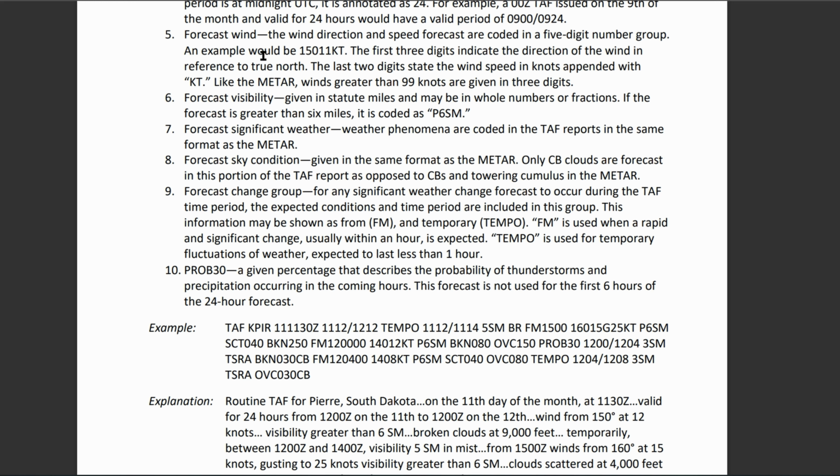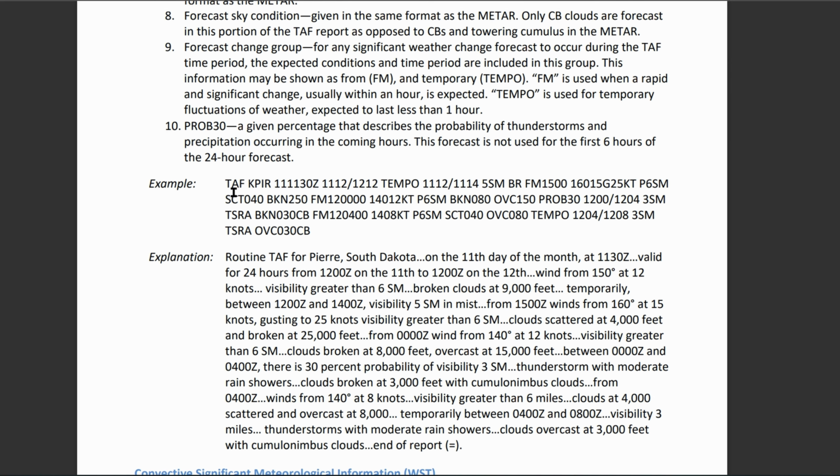Next is where we're going to have forecast wind, as well as forecast visibility. Something different than METAR, if our forecast visibility is greater than 6 miles, it's noted as P6 statute miles. Otherwise, it's just a normal number and then statute miles. But again, if it is greater than 6 miles, it is P6 statute miles. Then we're going to have the forecast significant weather, as well as forecast sky conditions. And these are just like METAR. You're about to see this in our example that we have below.